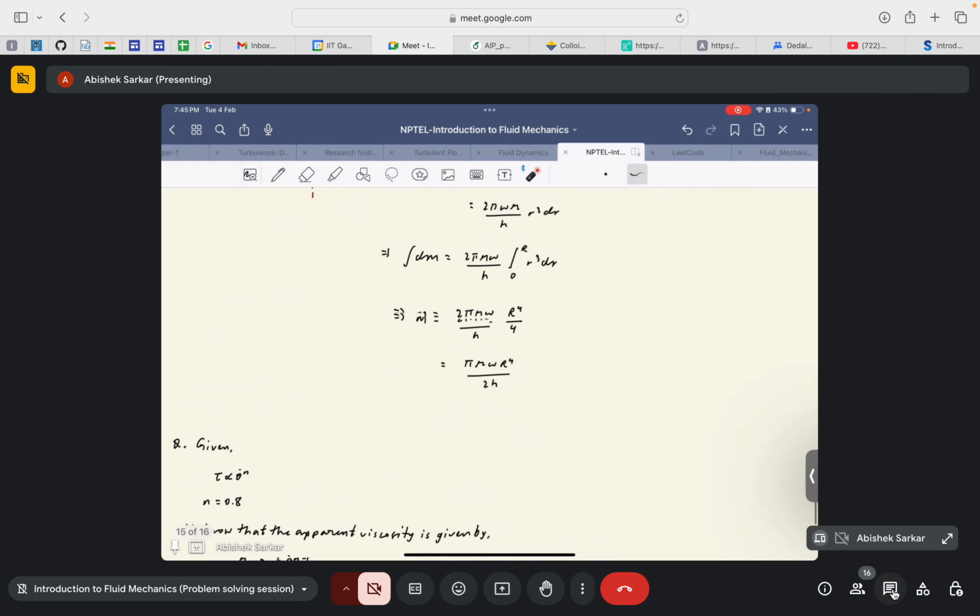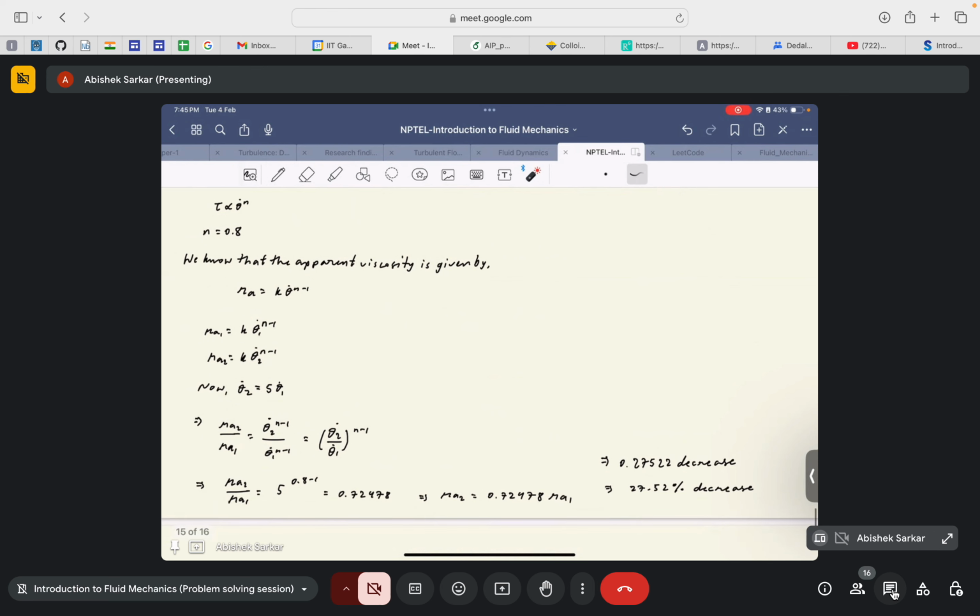Okay, so we have that shear varies as theta dot to the power n, where n is 0.8. Then we know that the apparent viscosity is given by mu a equal to k into theta dot to the power n minus 1. Then mu a1 would be k into theta dot 1 to the power n minus 1, and mu a2 would be k into theta dot 2 to the power n minus 1. Theta dot 2 is 5 times theta dot 1 as given in the question. What happens to the apparent viscosity when we increase the shear strain rate by 5 times? Then mu a2 by mu a1 would be theta dot 2 to the power n minus 1 divided by theta dot 1 to the power n minus 1. Since both have the same powers, we can take it as common.